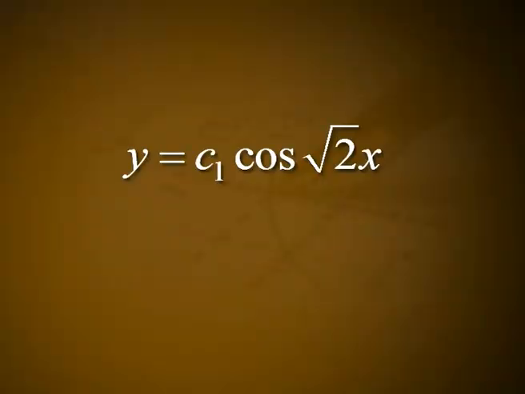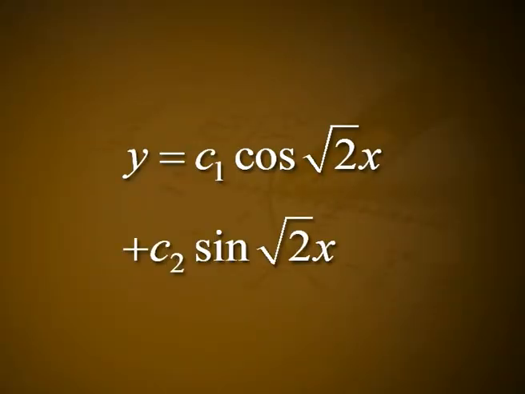Solution. The general solution is given by y = c1 cos(root 2 x) + c2 sin(root 2 x). The first boundary condition requires that c1 = 0. The second boundary condition gives c2 sin(root 2 pi) = 0. Since sin(root 2 pi) is not equal to 0, we must have c2 = 0. Consequently, y = 0 for all x is the only solution of the given boundary value problem. This example illustrates that a homogeneous boundary value problem may have only the trivial solution y = 0.